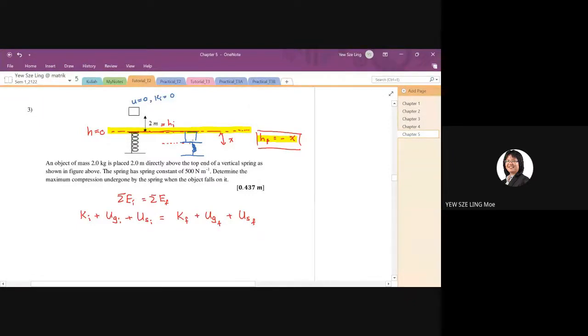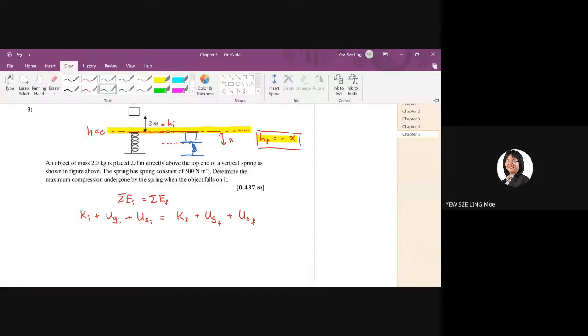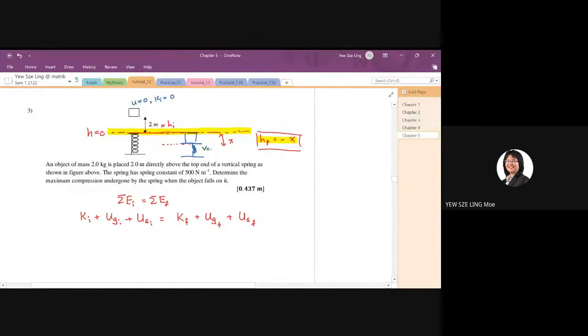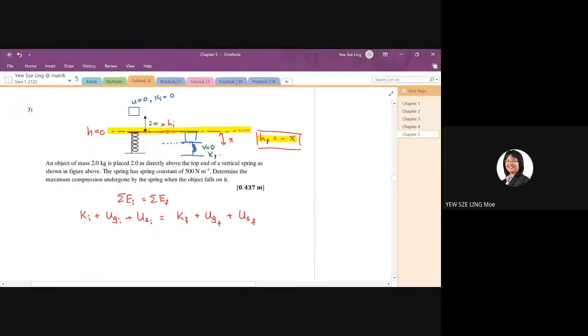And then at maximum compression, what happens? At maximum compression, the object will stop for a moment. Therefore, we can say V is also equal to 0, and therefore our K final is also equal to 0. So even though kinetic energy exists in the motion, because we are taking the highest point and the maximum compression point where velocity is equal to 0, we can remove K from our equation.